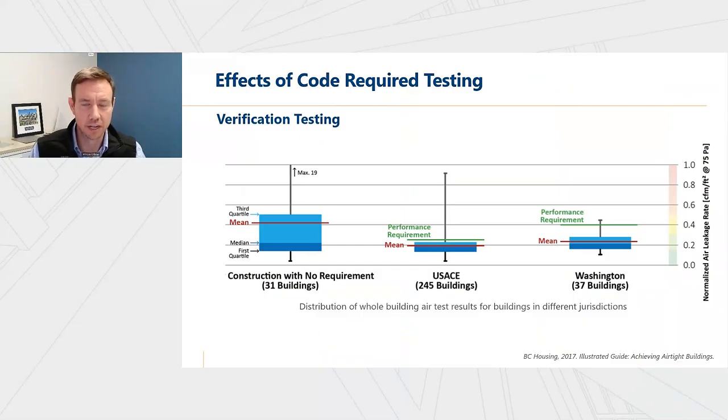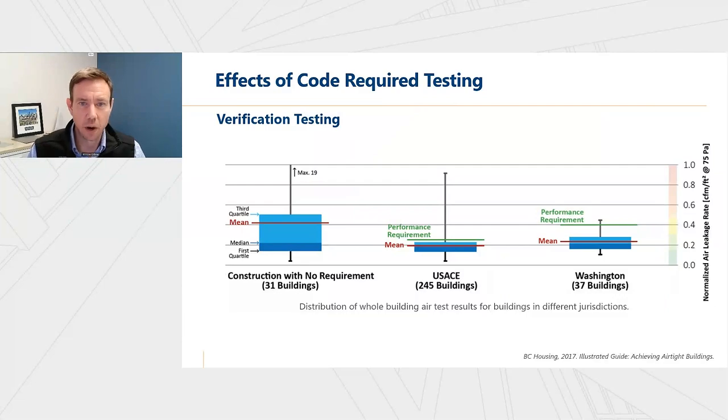This graph shows a study by BC Housing and compares three things: air leakage rates of construction with no code requirement, air leakage rate of construction of the U.S. Army Corps of Engineers with a 0.25 air leakage rate requirement in the middle, and Washington, D.C. with a 0.4 air leakage rate requirement.